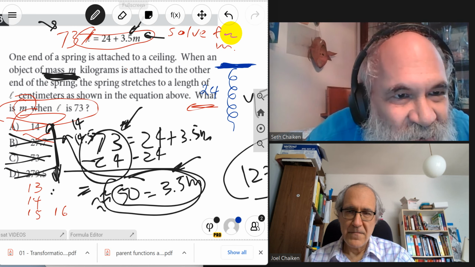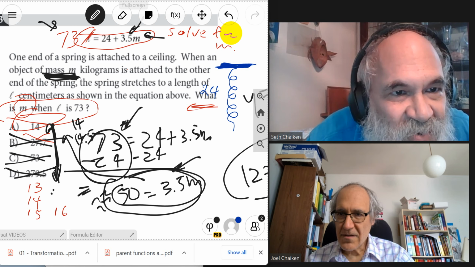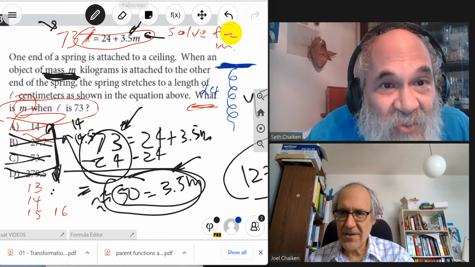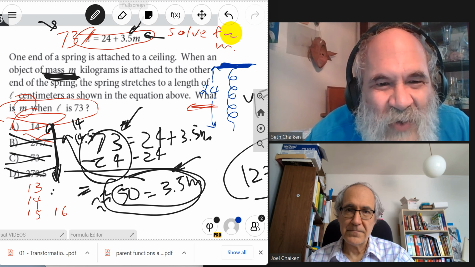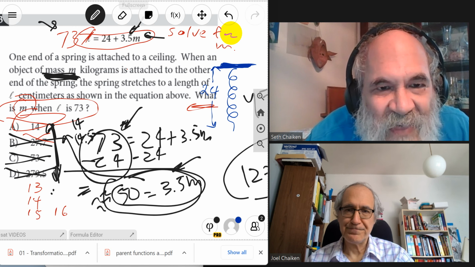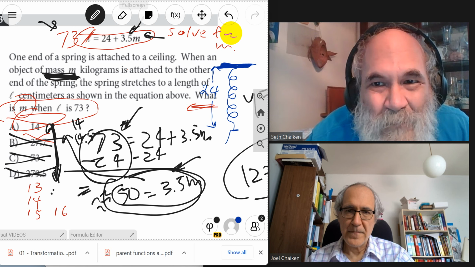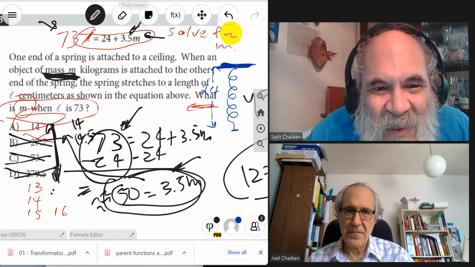What units do they use? They're kilograms and centimeters. When there's nothing pulling on the spring, the length is 24. Right. And then if you attach a mass to it, it stretches the spring down.